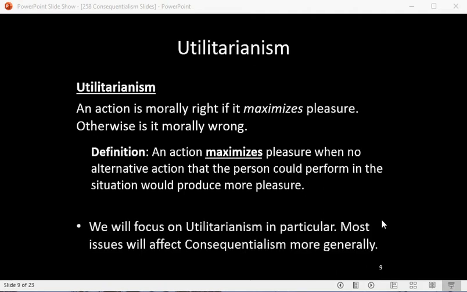In the rest of this video, we're going to focus on utilitarianism in particular, but almost every issue that I'm going to talk about will affect consequentialism more generally, as well as utilitarianism, this specific version which incorporates hedonism as a theory of the good.